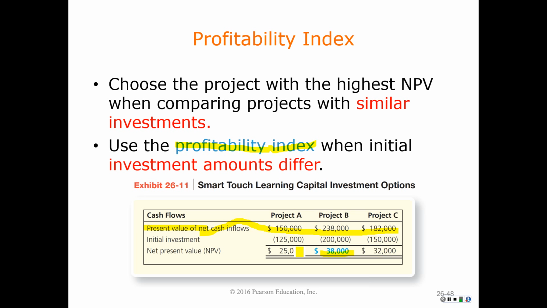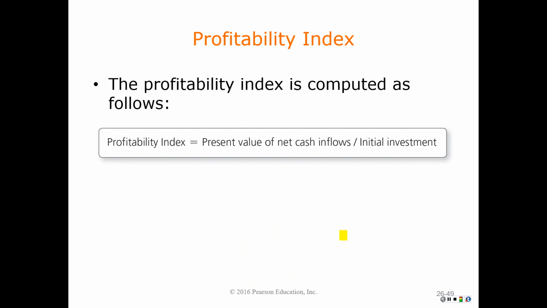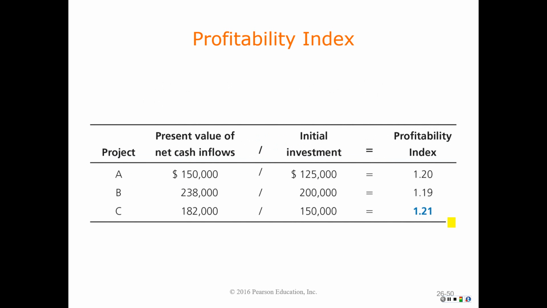So using the net present value method, we would have looked at project B because we have the highest net present value, but we also have the largest investment in this project. So when we convert that to the profitability index with the present value divided by the initial investment, we see a different type of decision emerge. The inflows divided by investment, 238 divided by 200, 182 divided by 150. Now our profitability index indicates that project C is actually the most valuable of these three investments, okay?